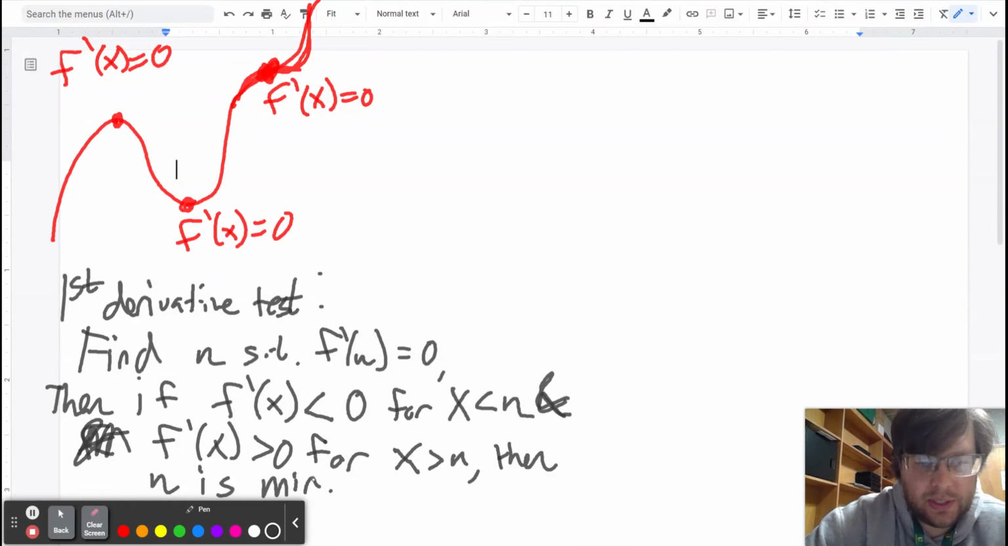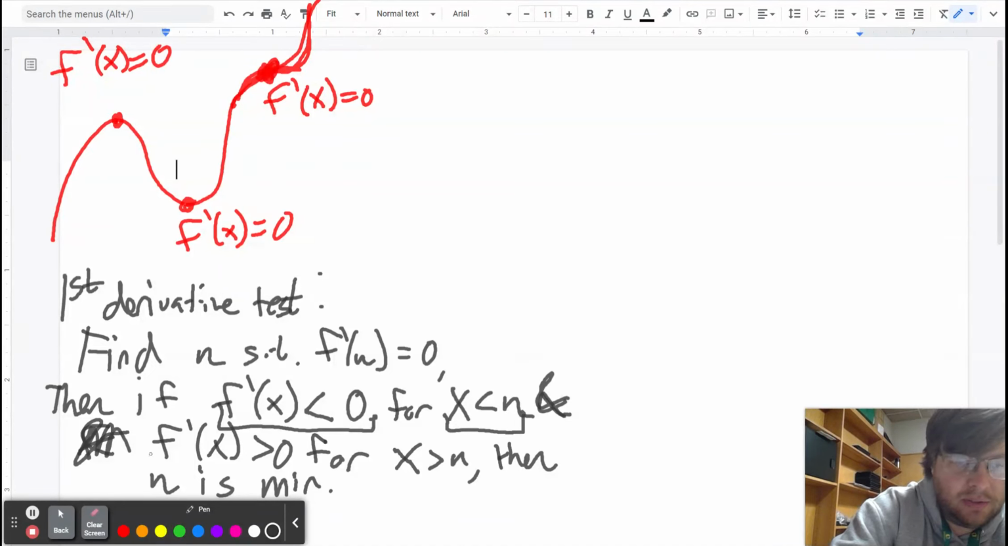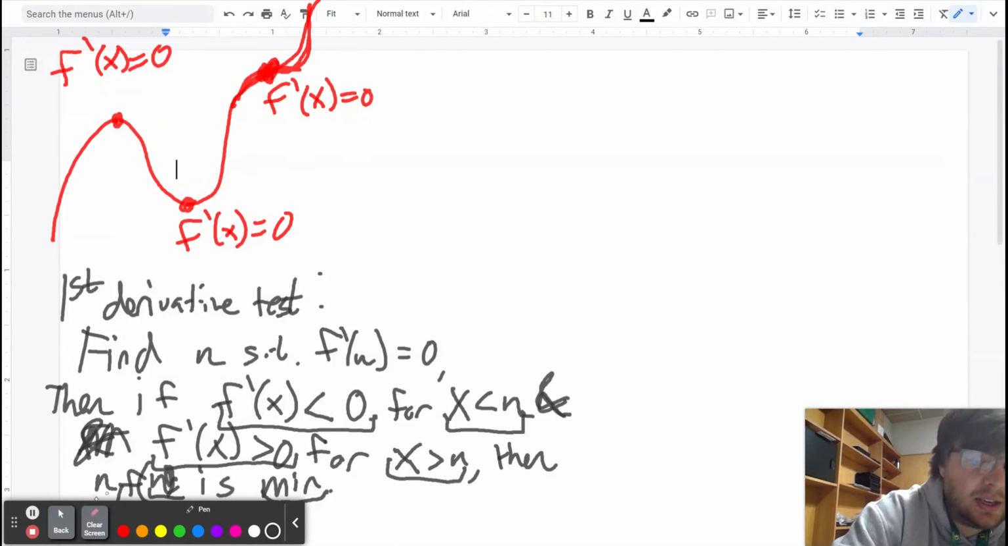So what did I really just say here? I said that if the derivative, if the slope is negative when you're on the left side of the critical point, and if the derivative is positive when you're on the right side of the critical point, then n is a minimum. And I could say f of n is a minimum, or I could even say n comma f of n is a minimum. So I'm talking about right here. You see how the derivative is negative before it and the derivative is positive after it? That's why that's a minimum.